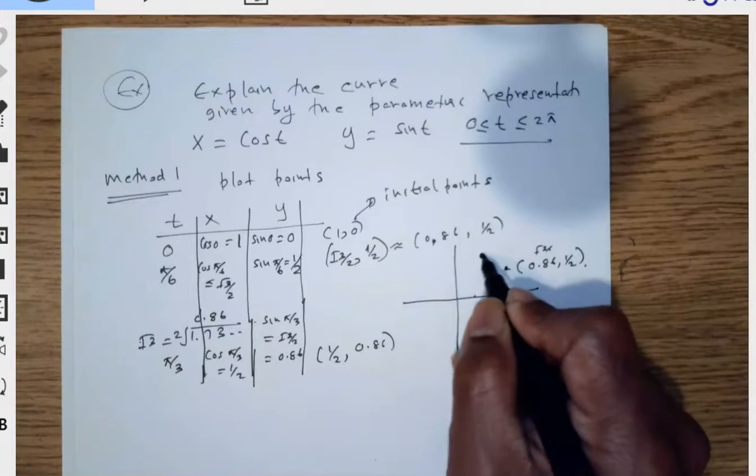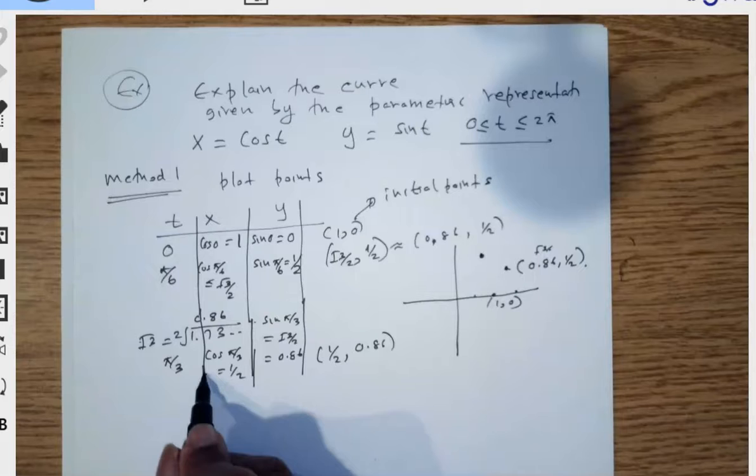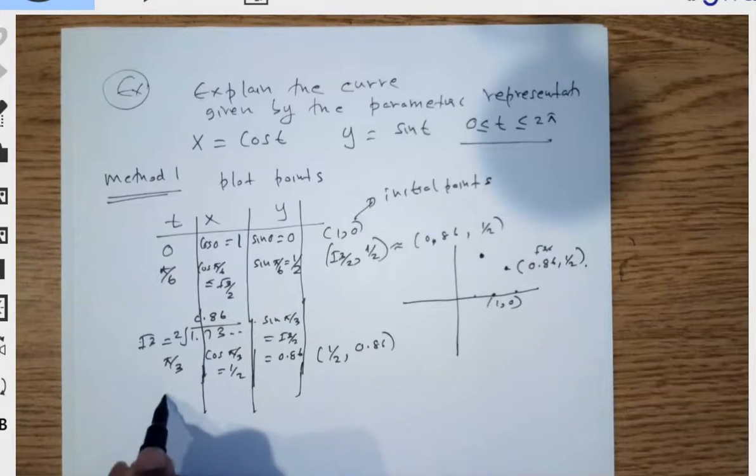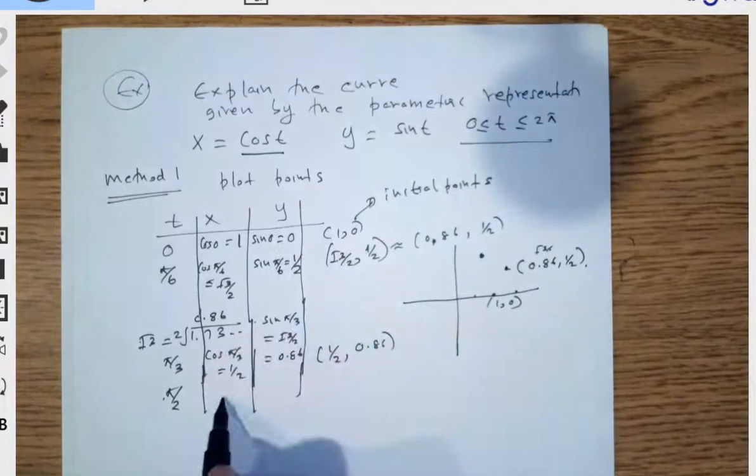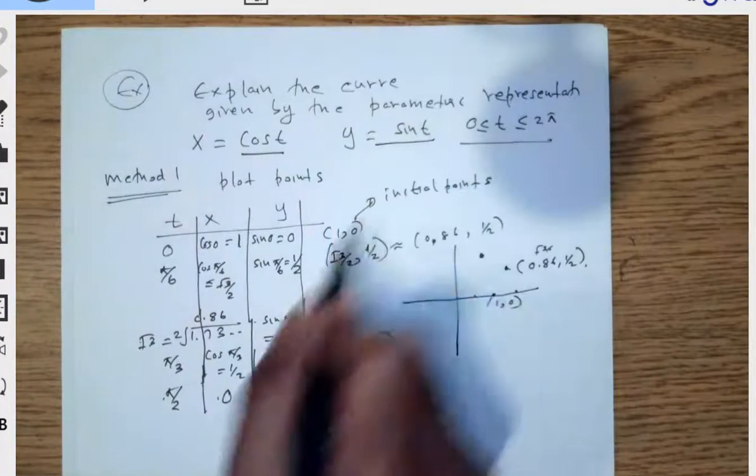You can see that it is taking the shape of a circle, but we can kind of clarify that. If you take pi over 2, then we have cosine pi over 2, which is 0, and sine pi over 2, which is 1.